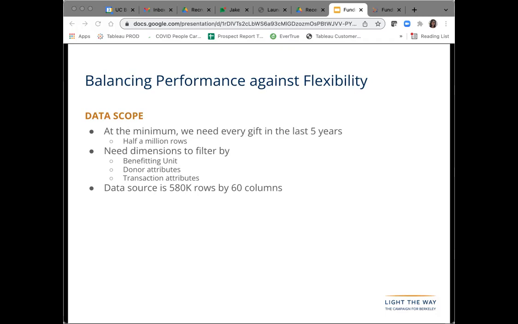Like we need that 5 years of data so we can do a little bit of historical look. We can do long-term trends. How are we doing on that? And just that alone, we're talking about what, 500,000 rows of giving data.